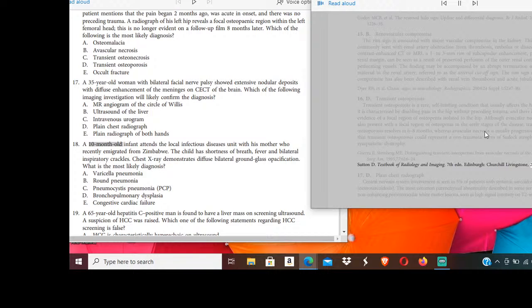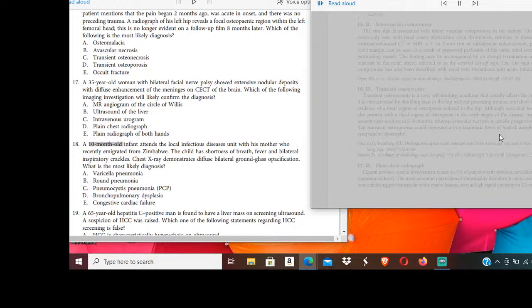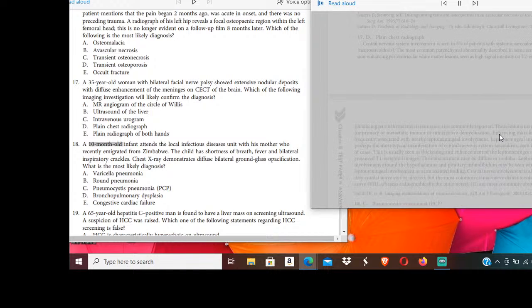17. D. Plain chest radiograph. Central nervous system involvement is seen in 5% of patients with systemic sarcoidosis, neurosarcoidosis. The most common parenchymal abnormality described in some series is multiple non-enhancing periventricular white matter lesions, seen as high signal intensity on T2 weighted images.